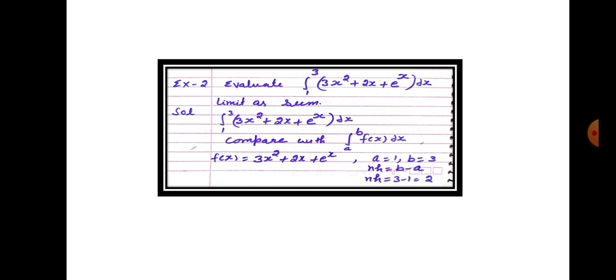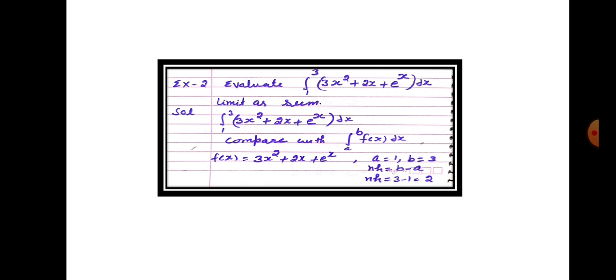So now let us solve another example. Evaluate integration from 1 to 3, 3x square plus 2x plus e raised to power x dx, as a limit of a sum. So here e raised to power x is extra as compared to the first example. So solve integration from 1 to 3, 3x square plus 2x plus e raised to power x dx.